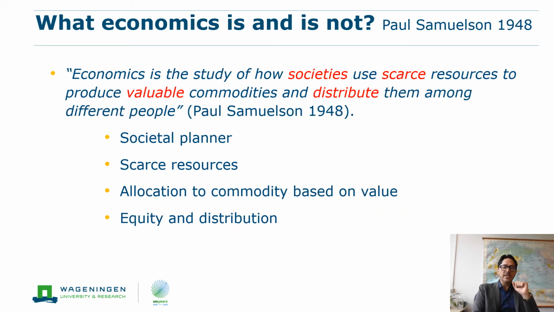This is another old definition by Paul Samuelson. Economics is the study of how societies use scarce resources to produce valuable commodities and distribute them among different people. What I like about this definition is that it puts the focus on the social planner. Ultimately, economics is not how firms organize their inputs to produce more or less carrots or more or less cars. It's about how societies organize themselves to produce the maximum happiness possible for that society given limited resources.